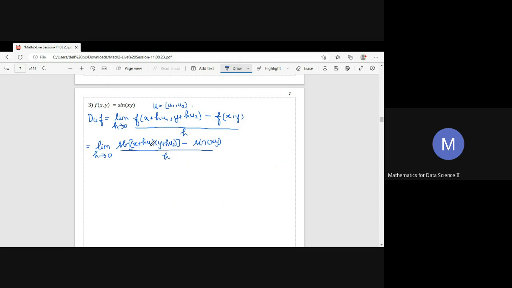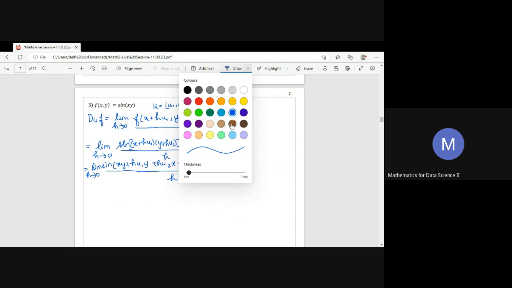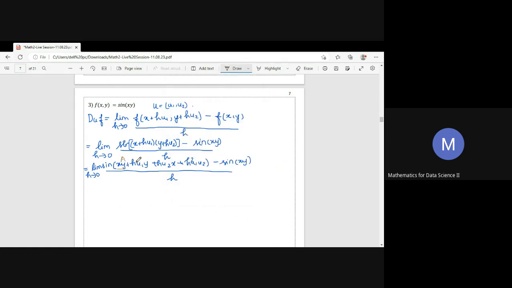Okay, so now let us multiply this term inside. You will get limit h going to 0, sine of xy plus hu1y plus hu2x plus h squared u1 u2, minus sine xy, whole divided by h. So now let us consider this term alone as a and all the remaining terms as b. Now what is the formula for sine of a plus b?